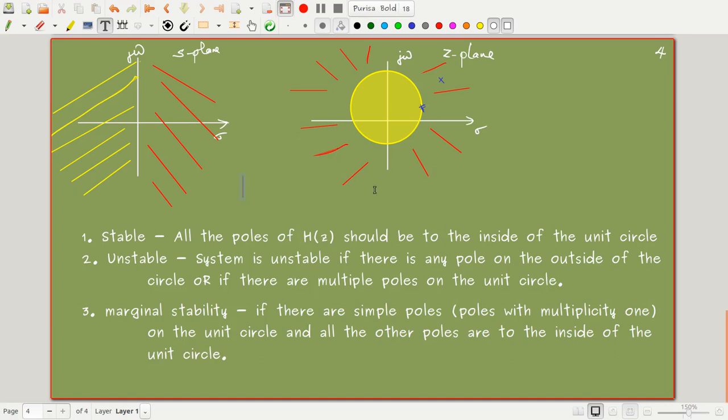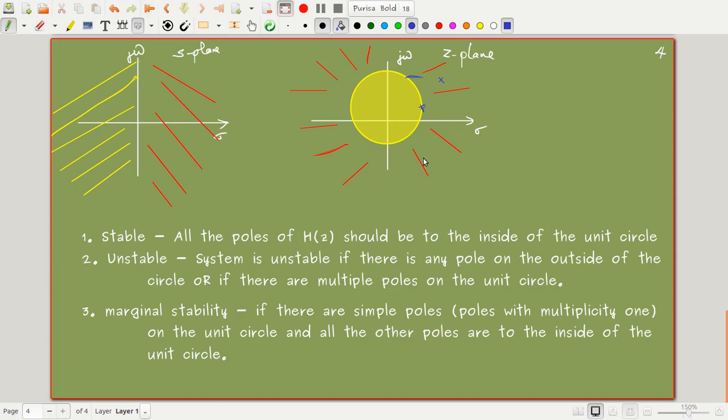So this is the final conclusion of the S plane to Z plane mapping and the stability conditions in the Z plane. The system is stable if all the poles of H of Z are to the inside of the unit circle. It is unstable if there is any pole to the outside of the unit circle, or if there are multiple poles on the unit circle. And the last condition is marginal stability: if there are 5 poles for the system and we find simple poles on the unit circle, which have multiplicity 1, and all the other poles are to the inside of the unit circle, then the system is said to be marginally stable.